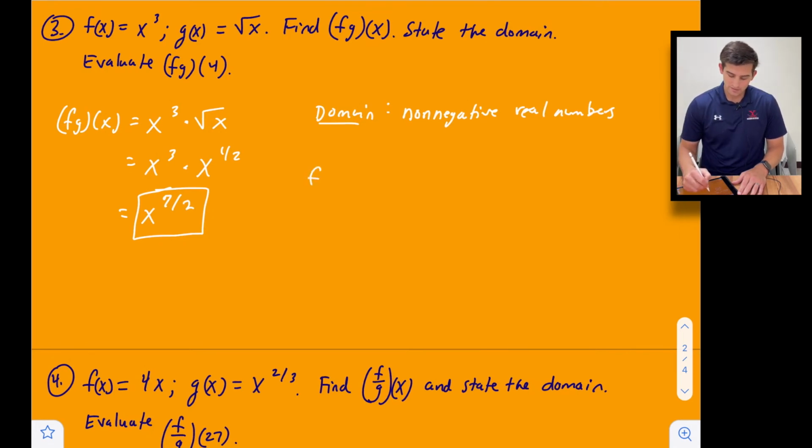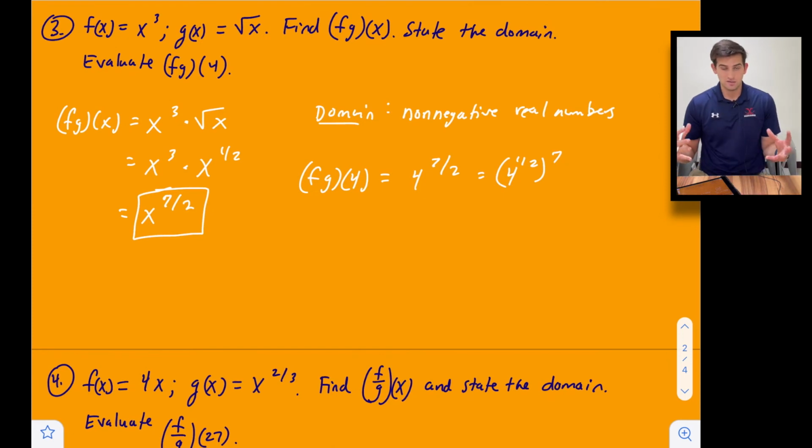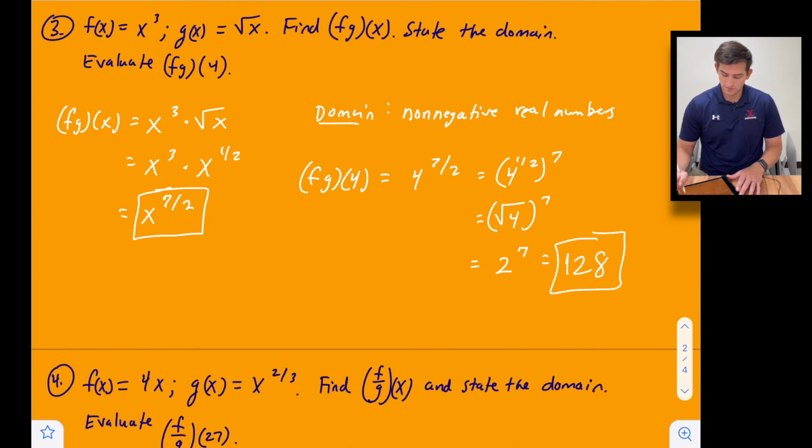Now we want to find the f times g of 4. So we're just going to plug 4 in and do 4 to the 7/2. So to me, I can rewrite this as 4 to the 1/2 raised to the 7th power, right? I'm like undoing the power product rule. So this becomes the square root of 4 to the 7th, which would be 2 to the 7th. And we would know that to be, well, 2 to the 5th is 32. 2 to the 6th would be 64, so this would be 128, okay? And that's our multiplication example.